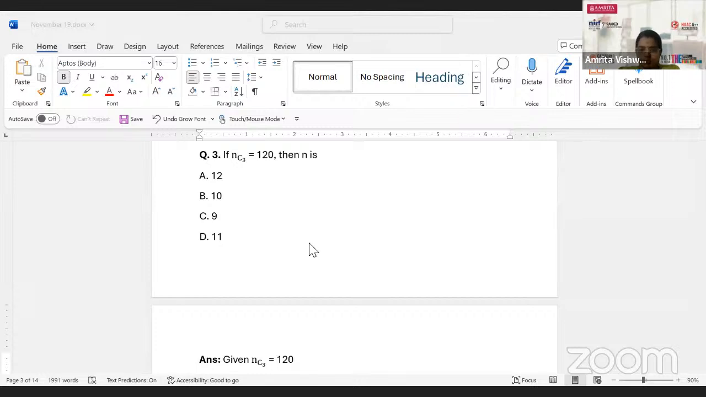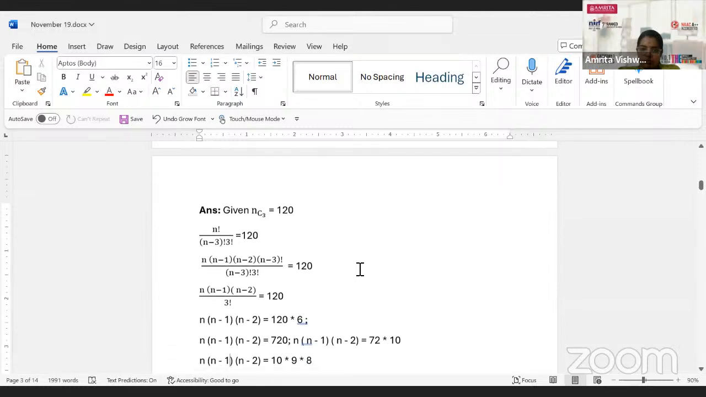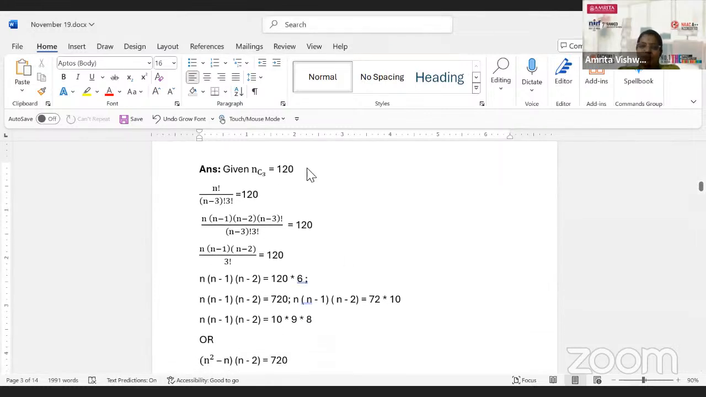So, how will we do this question? nCr is equal to n factorial by (n minus r) factorial into r factorial. It becomes n factorial by (n minus 3) factorial into 3 factorial equal to 120. Here, you can remove (n minus 3) factorial from both the numerator and denominator. I can write n factorial as n into (n minus 1) into (n minus 2) into (n minus 3) whole factorial. So both the (n minus 3) factorials are gone. Now this 3 factorial, you can take it here. So it's like 120 into 6.